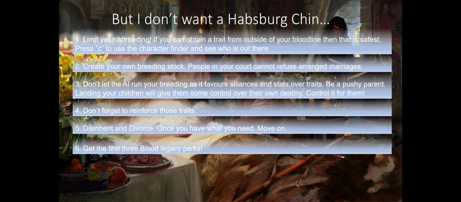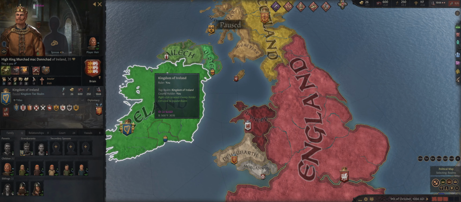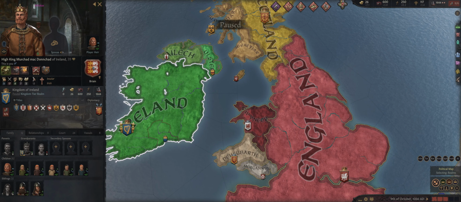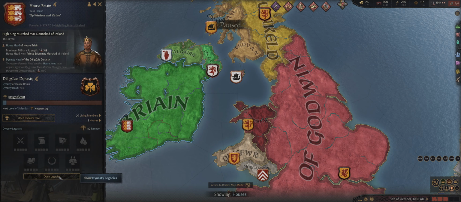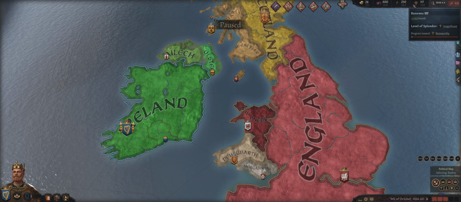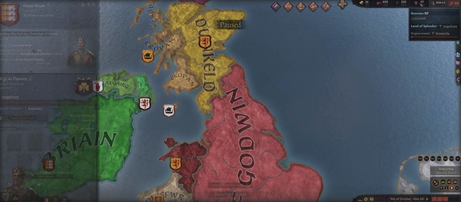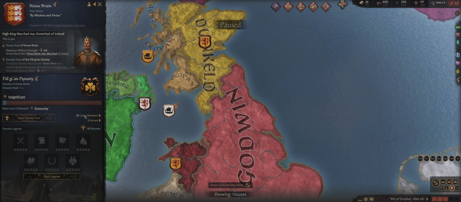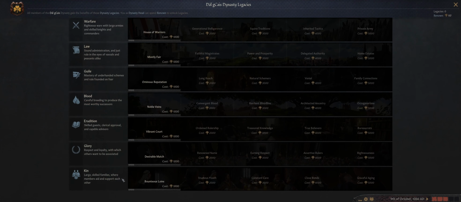So I'm going to skip back to the game just so I can show you where those are. There are actually 2 ways to get to the legacy screen. You can either click on your house crest and then open legacies in the bottom left here, or alternatively, from the main screen, go up to the top right where renown is and click on that. That takes you to the same screen as if you clicked on the crest, and then you can click on open legacies. Now the one that we're particularly interested in here is the blood.